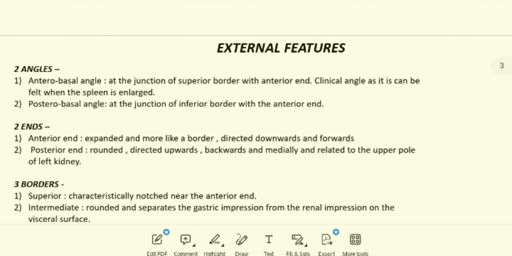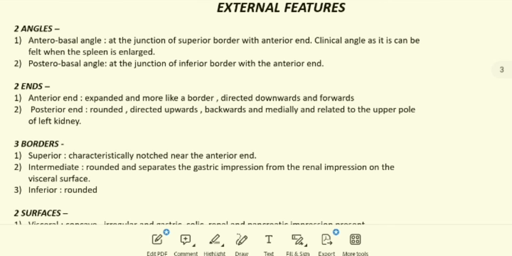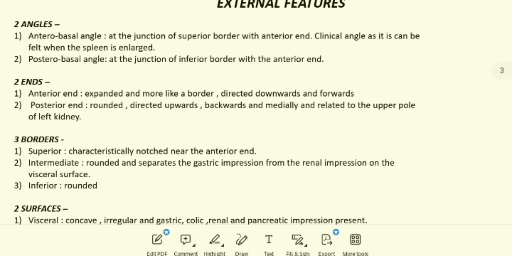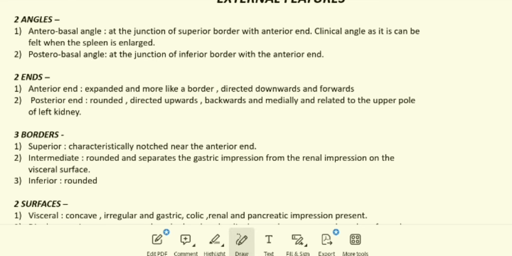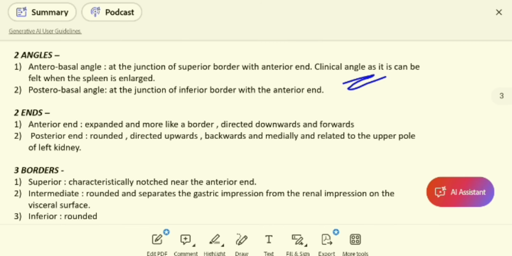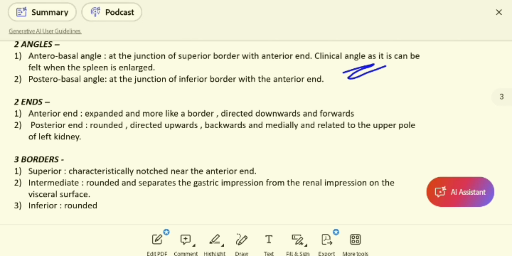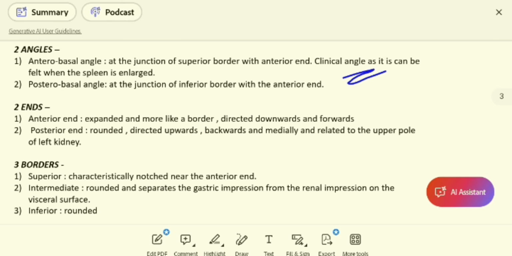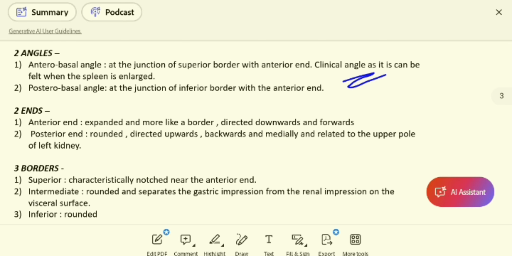Coming to the external features, we have two angles. We have anterobasal angle, that is the junction between the superior border with anterior end. It is a clinical angle. This is also important. It is a clinical angle as it can be felt when the spleen is enlarged, when you have splenomegaly. Posterobasal angle at the junction of the inferior border with the anterior end.